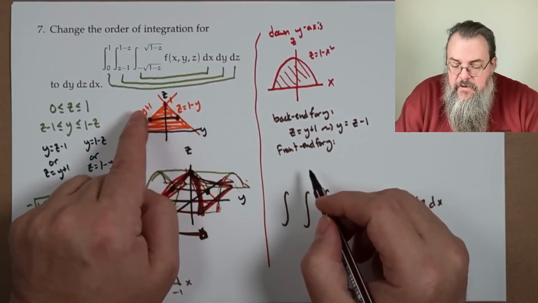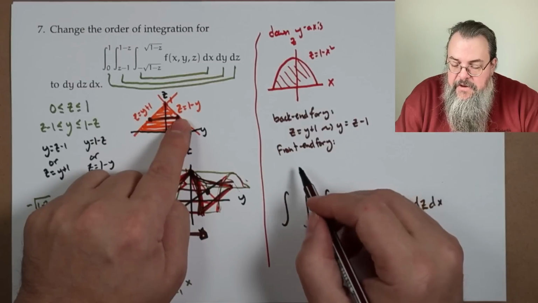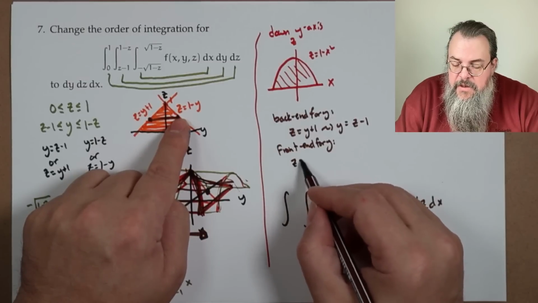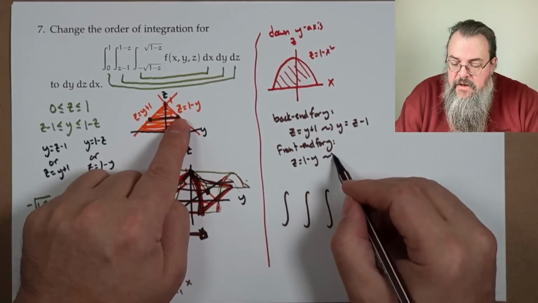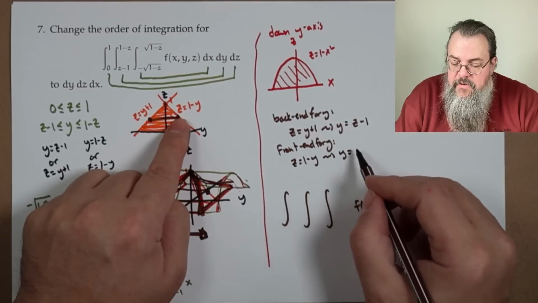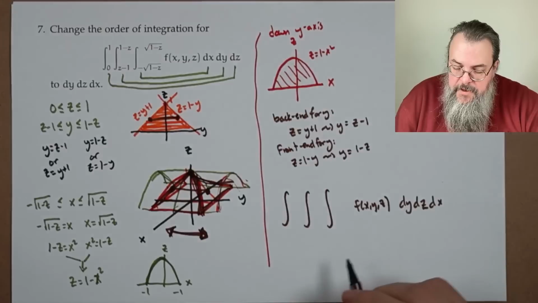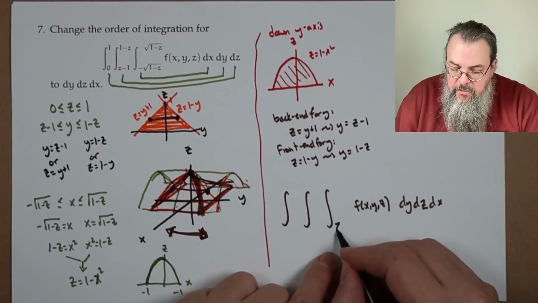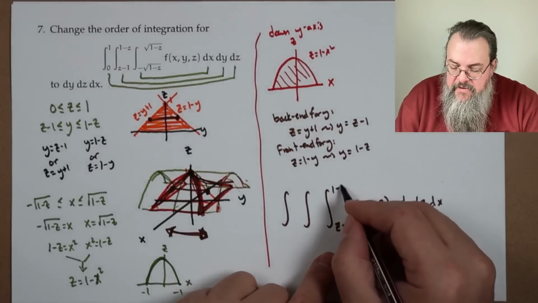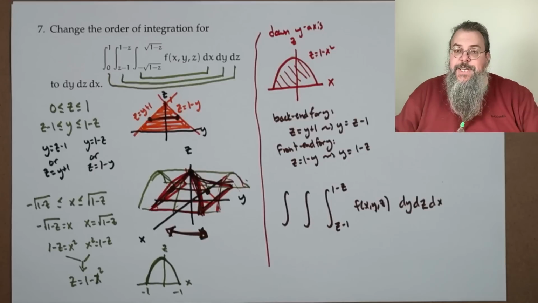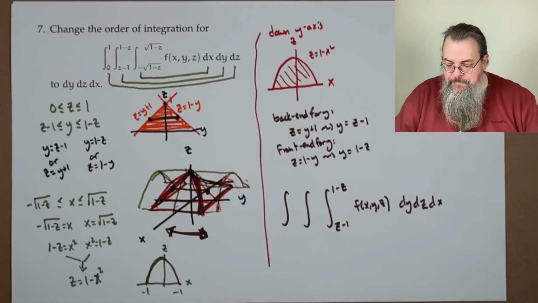And so low values of y to higher values of y. So that's z equals 1 minus y. And okay, so that goes to y equals 1 minus z. So we're going from z minus 1 up to 1 minus z. All right, so that's that layer.